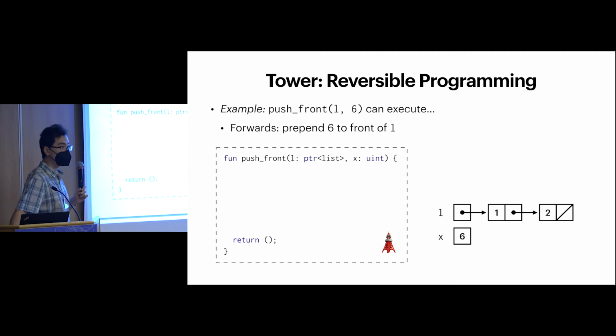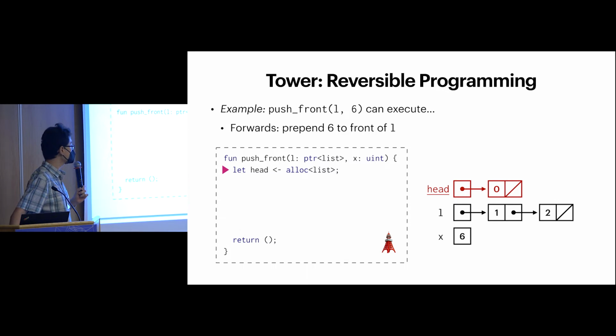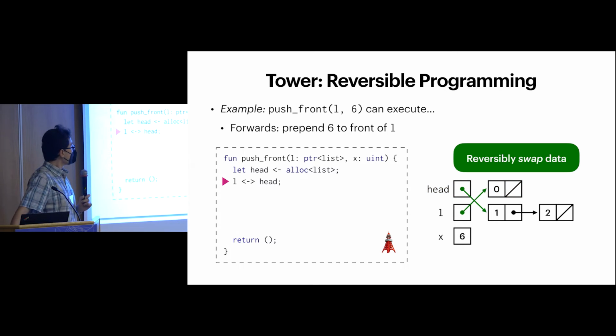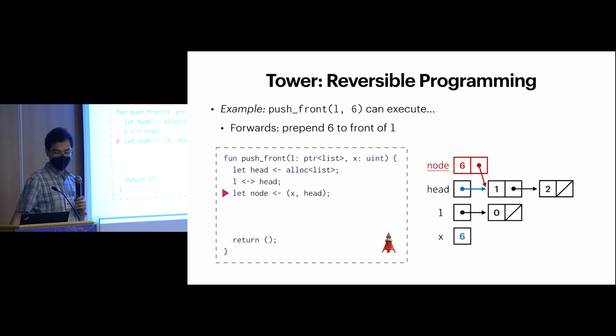So you can see this is a Tower function that accepts the arguments L and X. So what are we going to do here? First thing that we're going to do is we're going to allocate a new node that's going to store 6 and a pointer to the existing list. What we're going to do is invoke a set of reversible primitives, starting by swapping the values of L and the temporary variable head here. And we're going to prepare to store the pair 6 and pointer to the head of the list, store that in this temporary variable node.